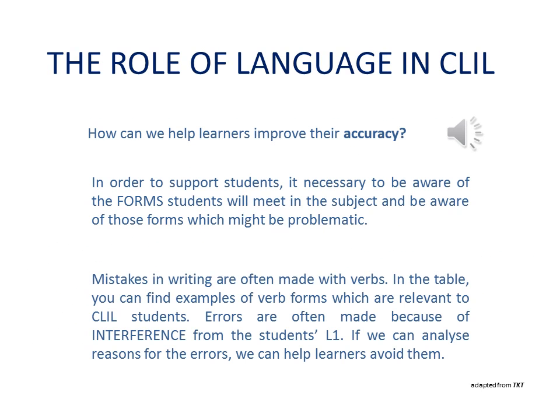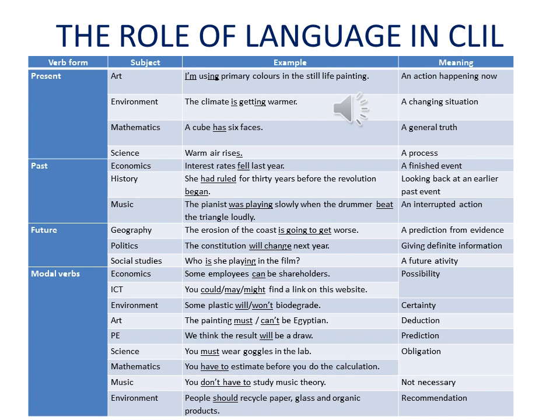If we can analyze reasons for the errors, we can help learners avoid them. For this reason, recasting is very useful. Here is a table taken from the TKT book that can help you recognize problematic language forms related to each subject matter.